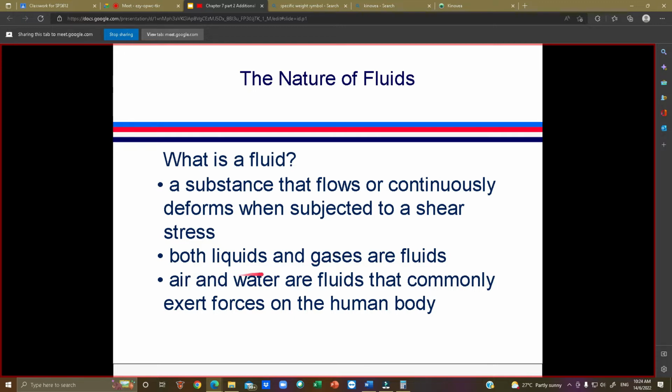Okay, so air and water are fluids that commonly exert force on the human body. Jadi kita memang bergerak dalam fluid lah. So part of the force that we have on earth is actually friction, and this friction is caused by the density of the fluid. That is the reason why if we're running on a track and suddenly we go into water, we feel an increment in resistance. Tadi kita ada resistance gases saja, but now you have resistance of liquid, which is much denser, and it will give you more friction and resistance.